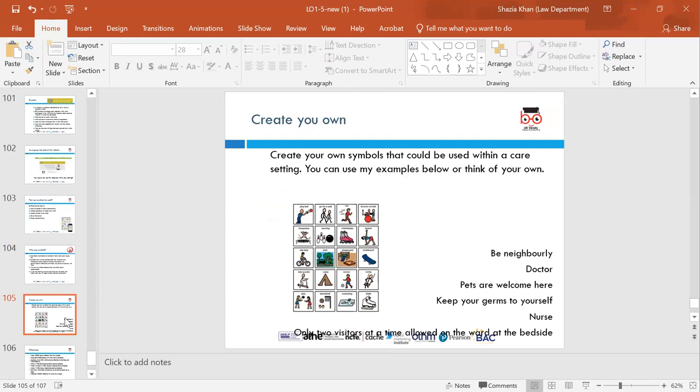Create your own symbols that could be used within a care setting. You can use my examples below or think of your own. So, be neighbourly. A sign that says a doctor. A sign that says pets are welcome here. A sign that says keep your germs to yourself. Nurse. A sign that says only 2 visitors at a time allowed on the ward at the bedside. So there are examples of different signs that are used in everyday life.